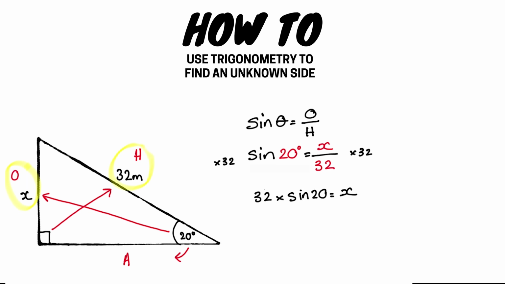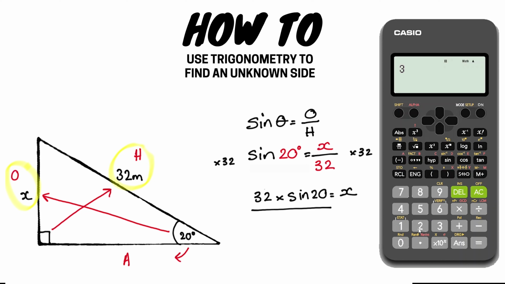At this stage, we can put everything on this side of the equation into our calculator to get our answer. So 32 times sine 20 is equal to 10.94. Therefore, the length of side x is 10.94 meters.